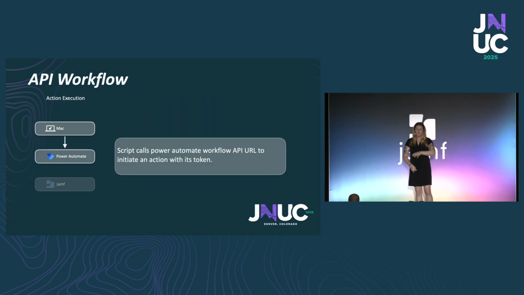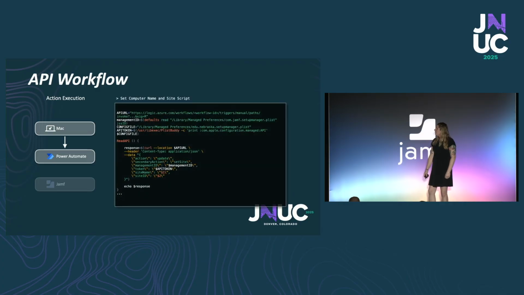So now that step is completed and the device has retrieved a token for itself, it's going to prove to Power Automate that, based off of the MDM action that just completed, I am the device that I said I was, so I can complete additional actions. So it's going to call that Power Automate workflow again. And this time, we have the same API URL, that management ID of the device, and the config file that we're then pulling that API token value out of.